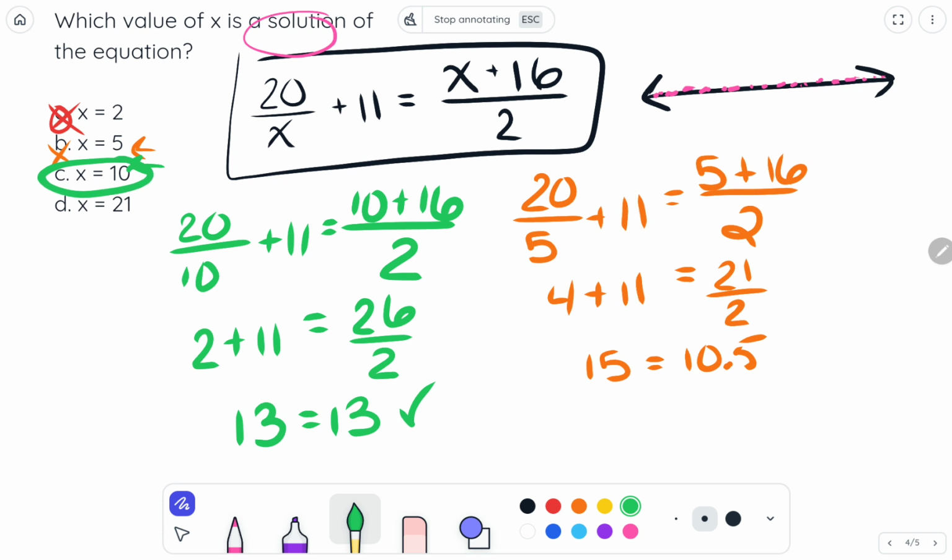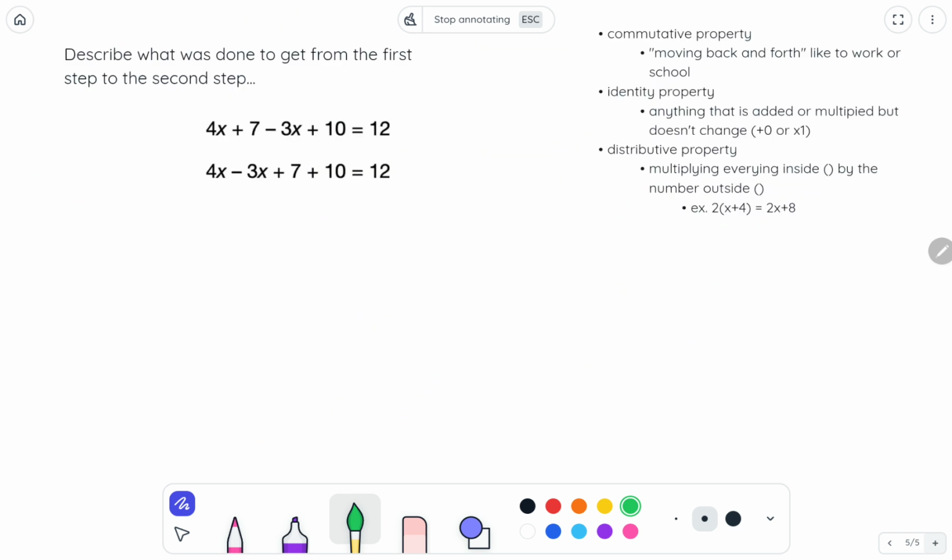You could try D as well, just to double check that C is your only true answer. But the answer here would be x equals 10, the only value of x that would make our original equation true. And lastly, describe what was done to get from the first step to the second step, if this is step number 1 and this is step number 2.